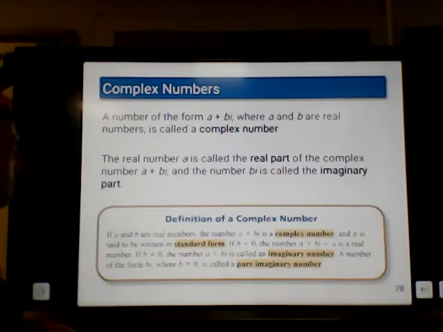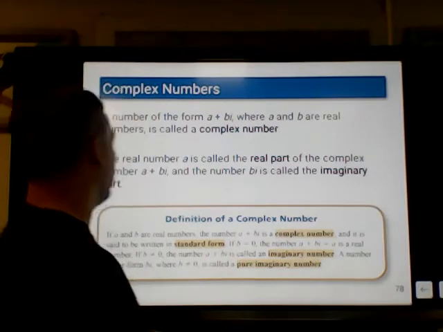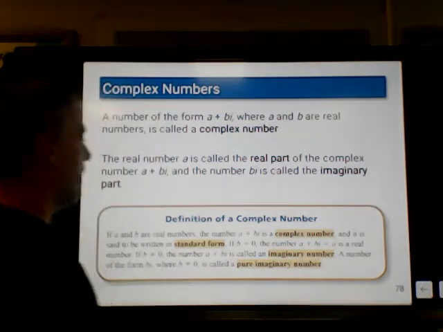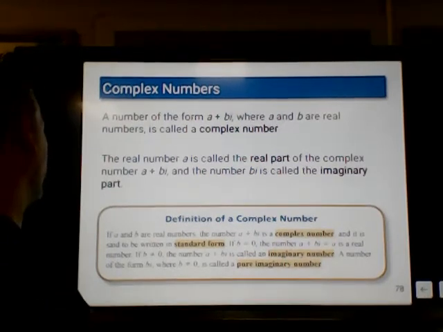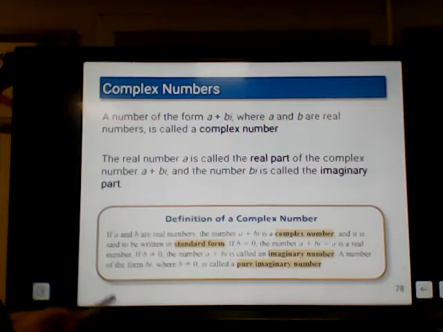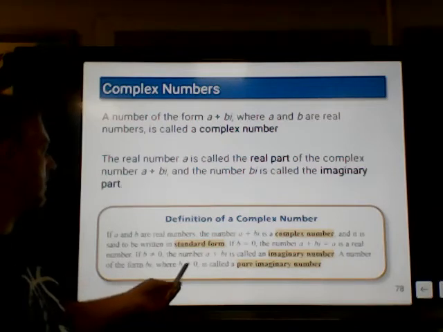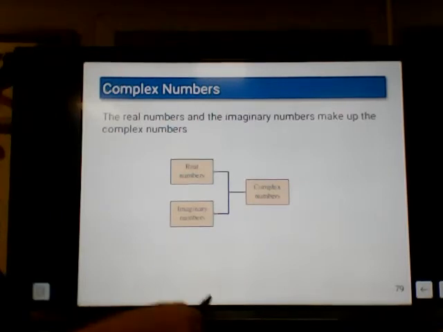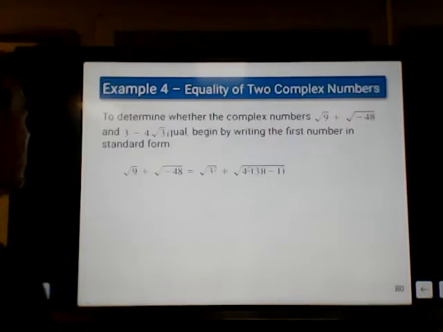If A and B are real numbers, the number A plus Bi is a complex number, and it's said to be written in standard form. If B equals 0, the number A plus Bi is simply A, a real number. If B is not 0, the number A plus Bi is called an imaginary number. The number Bi where B is not equal to 0 is called a pure imaginary number. So you have real numbers and imaginary numbers making up complex numbers.